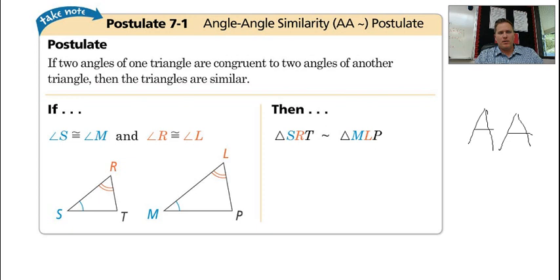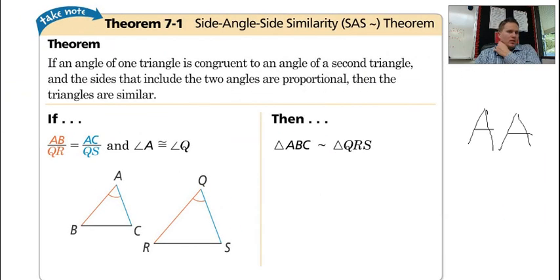I'll go kind of quick, but make sure you can pause the video at any time. Let's see what another one that we have here. Another one we have is side, angle, side. So on this one, if an angle of one triangle is congruent to another angle of a second triangle, and the sides that include the two angles are proportional, then the triangles are similar. Okay, so the two sides are proportional, and that one angle is congruent.